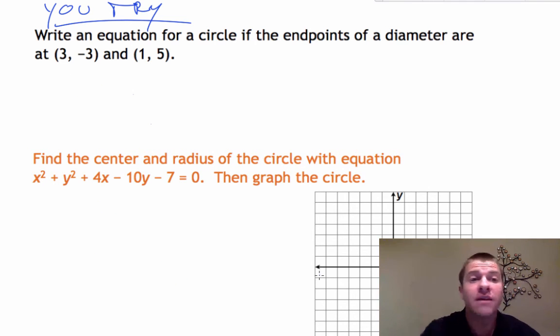So you go ahead and try these two, to write the equation when you're given the points on the diameter, and then graph the next one. Remember, you got to complete the squares for both of those. When you're doing both x and y, whatever constant you add for each, you got to add to the other side for each one.